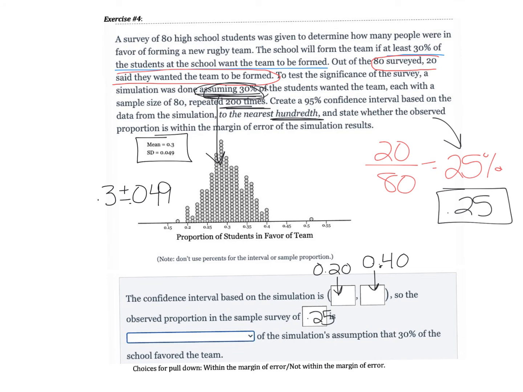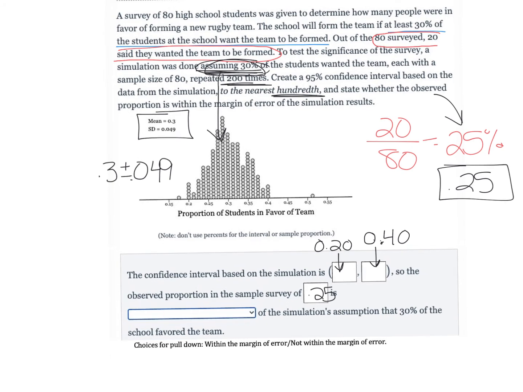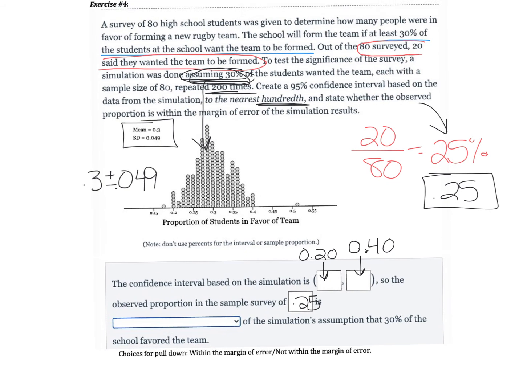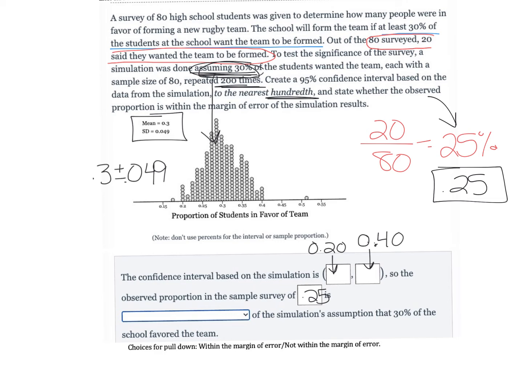And then this one, here's our drop-down choices, is within the margin of error. So sometimes we say within the confidence interval, sometimes we say within the margin of error. They basically mean the same thing. Of the simulation's assumption that 30% of the school favored the team. So this question doesn't take it further, but what they're saying is, yeah, we got 25%, but that could still mean that the school has a population proportion of 30% because the 0.25 falls in that confidence interval.